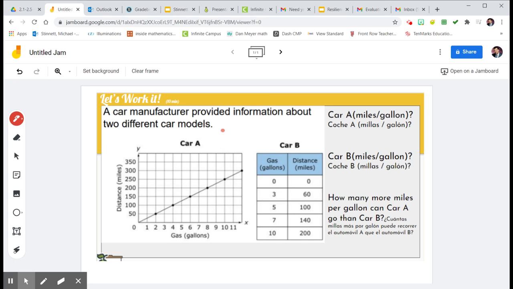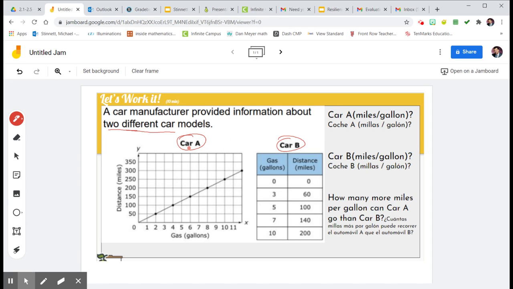All right, guys, another quick video here, just talking about looking at these two different representations of functions. It says a car manufacturer provided information about two different cars. So we're talking about car A here and car B. Okay, so two different ones. These are not the same things, okay? And then over here we have some questions, and we're just going to be looking at what are the miles per gallon for car A and what are the miles per gallon for car B. So we're just going to figure this out.